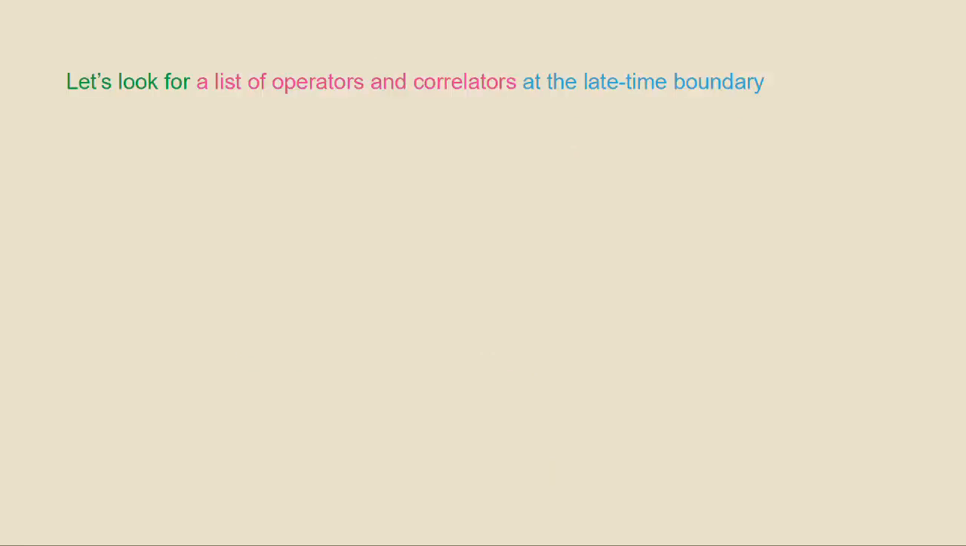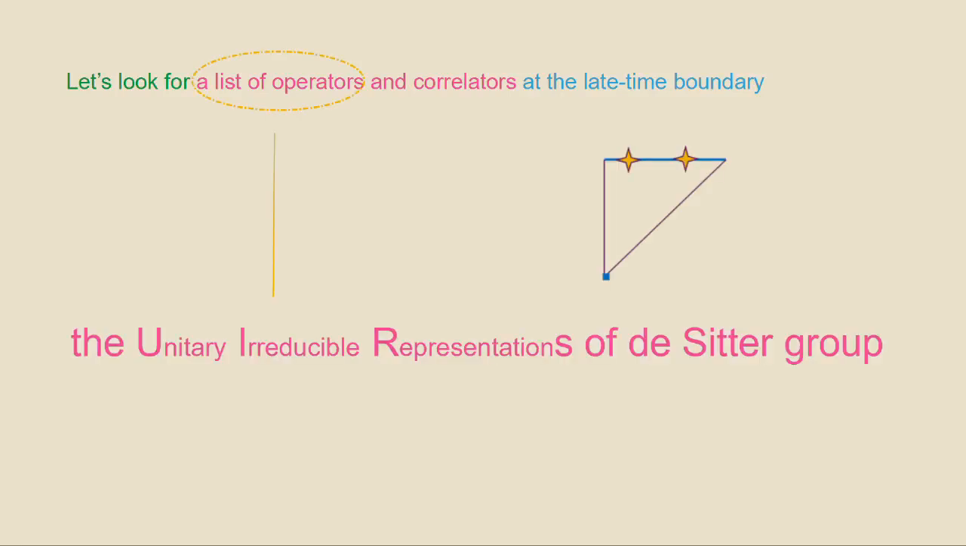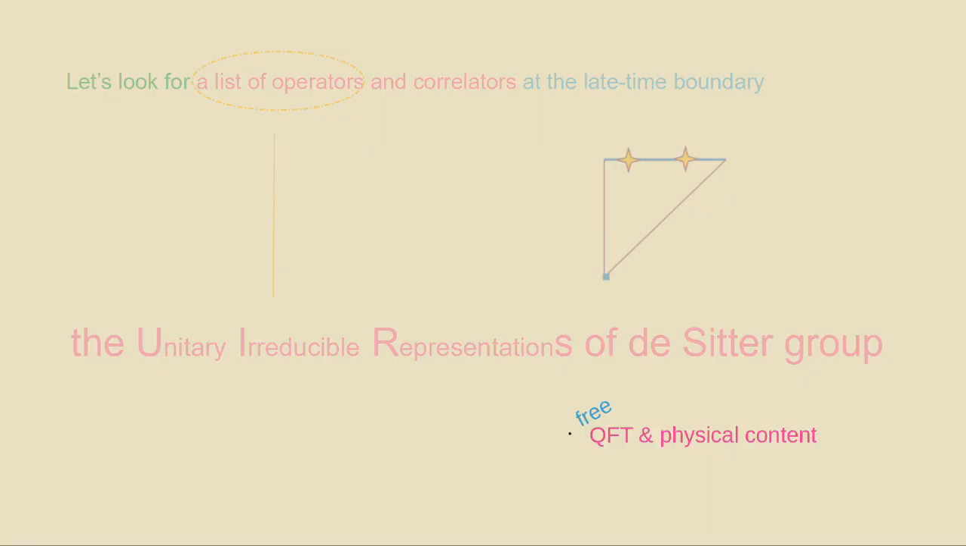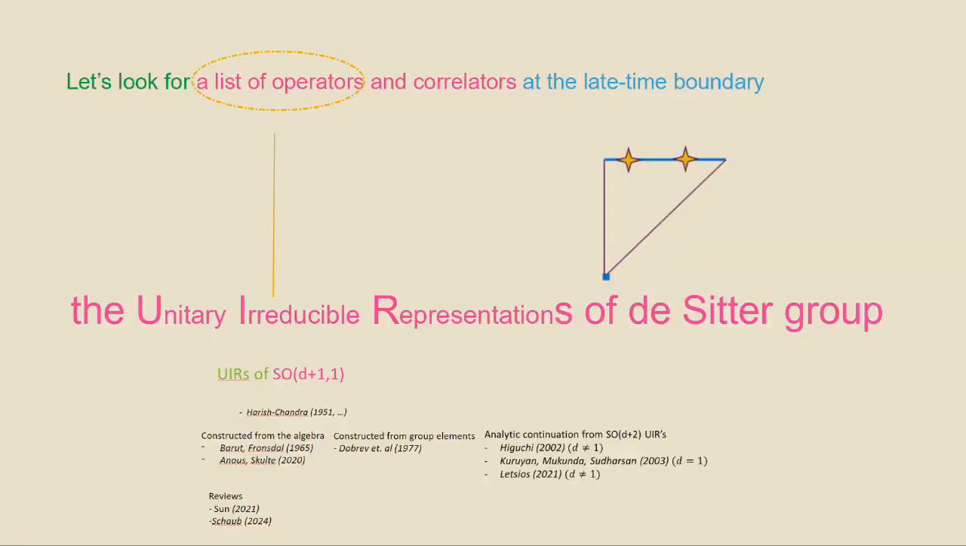So with all this introduction, let's look for a list of operators and correlators as clues towards setting up a holography for de Sitter, with the hope that this may give us new insight on observations. By a list of operators, we will look for things we can associate to unitary irreducible representations of the de Sitter group. And this brings us to free quantum field theory on de Sitter and what physical content it carries.